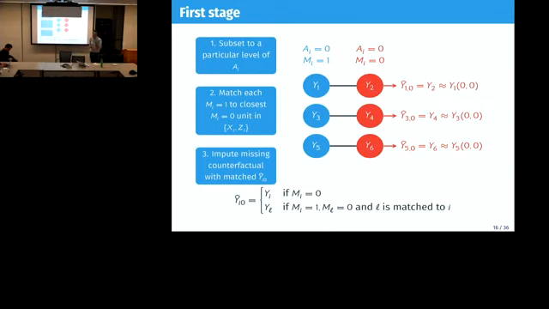Right, and I'm going to focus on one-to-one matching here. In the paper, we don't do one-to-one matching; we do general matching, but here I'm going to focus on one-to-one matching because there's a lot of notation I don't have to introduce. And I should say yes, this matching is done with replacement. It's not on the slide.